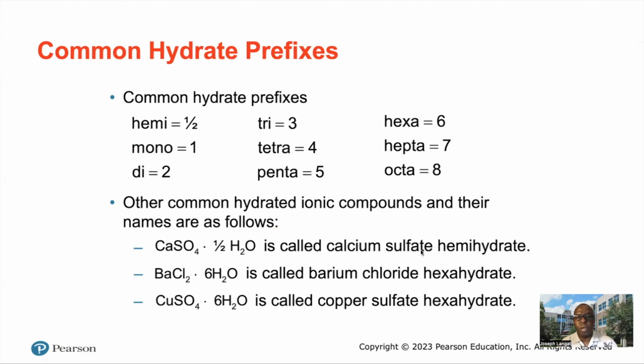Hemi is half. This portion is calcium sulfate, and then hemihydrate means it has a half water molecule. This is hexahydrate. You just have to name it, and I will call this copper 2 sulfate. I forgot to say copper 2 sulfate. There is copper 2.